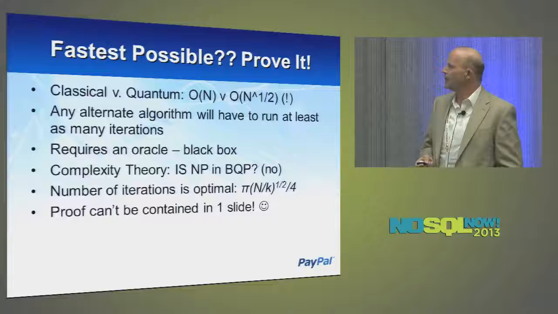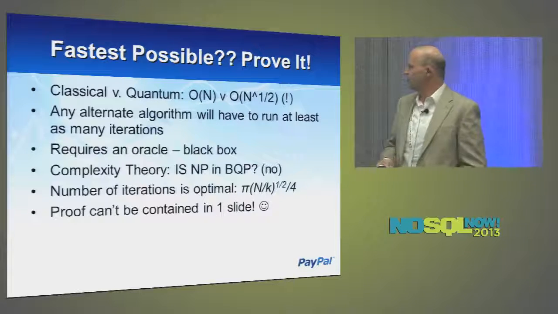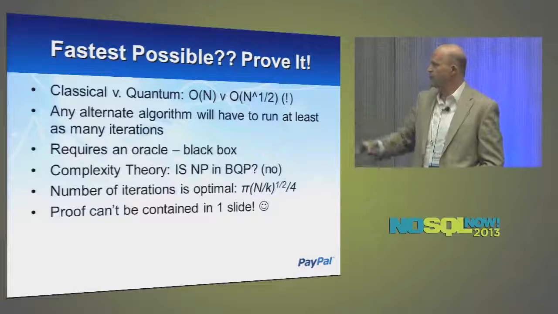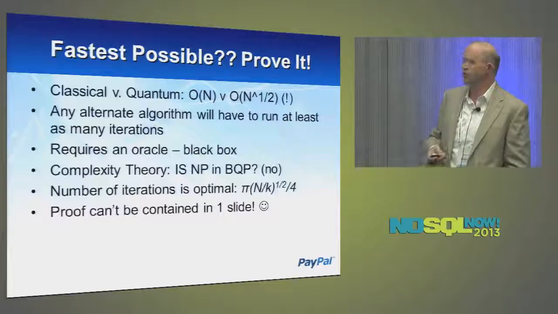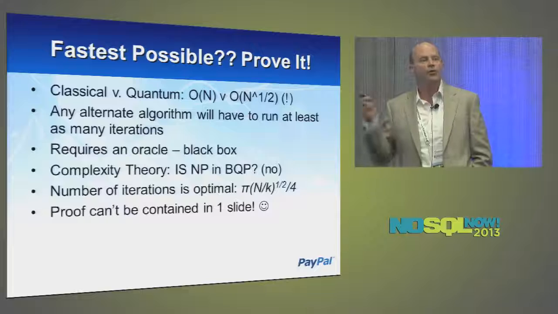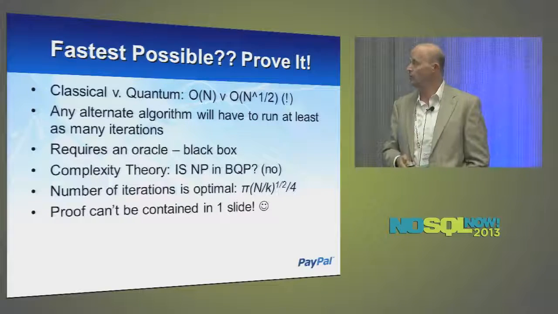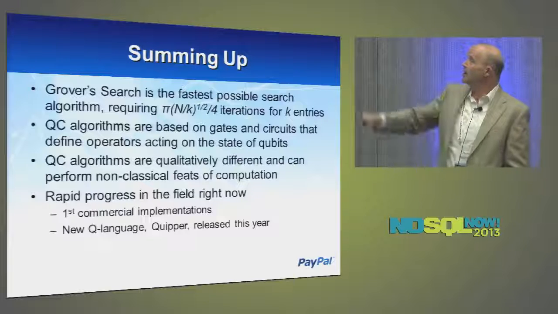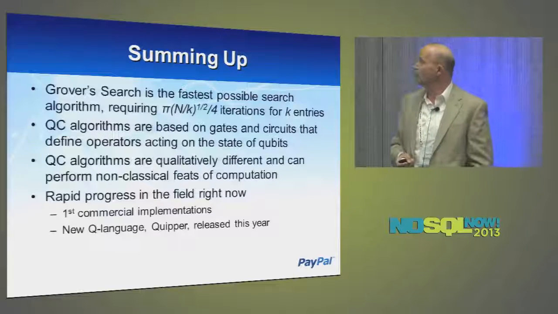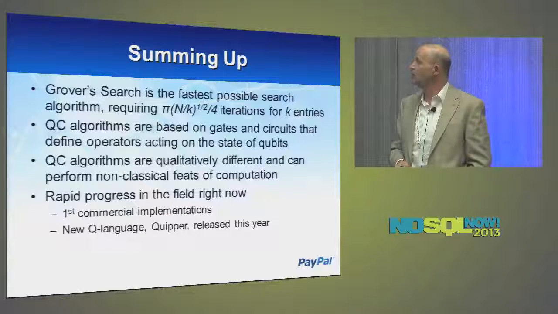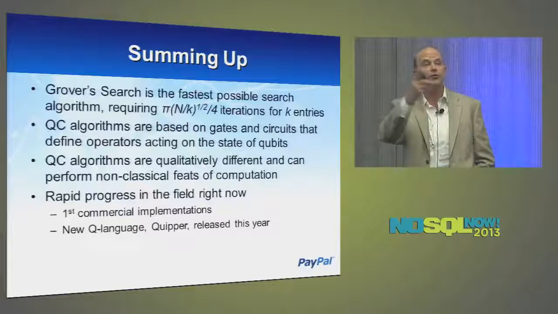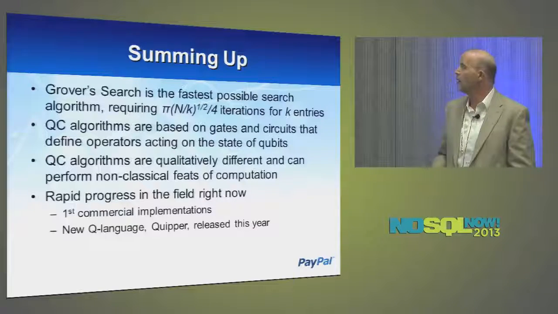The number of iterations is optimal based on a constant around the square root of the number of entries. For k entries, I'm going to have to do this many iterations over the data set to prove it. Once again, the slide is too small, as Fermat said, to contain this proof. Just summing it up, Grover's search is the fastest possible search algorithm, runs in this number of iterations for k entries. Quantum computing algorithms are based on gates and circuits defining operators that change the state of qubits.